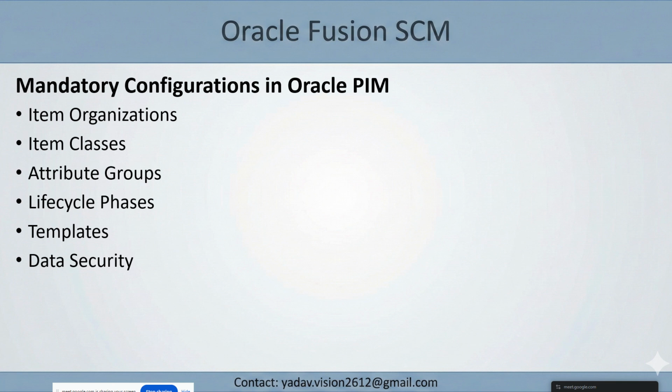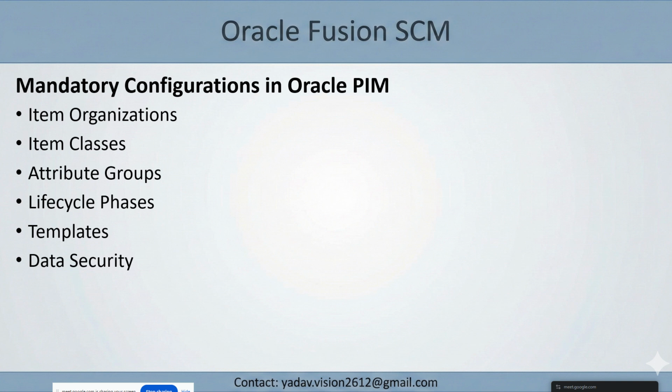Now, the mandatory configurations in the PIM. First, you need to have the item master organization. If you don't have a master organization, then there are no items. At least one master organization needs to be there. As per Oracle standard, Oracle suggests maintaining only one master organization as a repository. A repository means it's in a database. One database, they suggested to keep it.